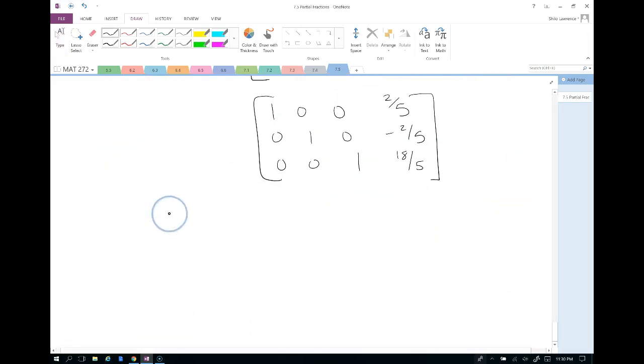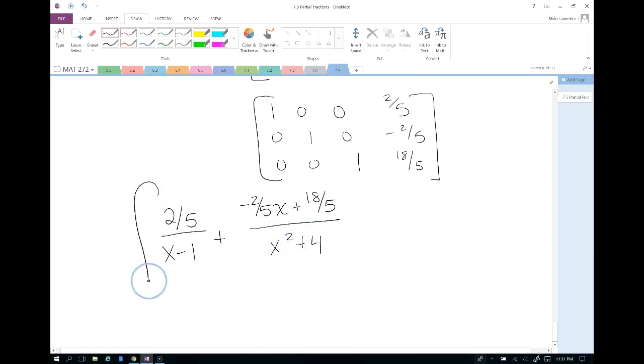So 2 fifths over x minus 1 plus bx plus c over x squared plus 4. These two fractions added together are equivalent to the original fraction they gave us, except integrating these two fractions individually is going to be easier.